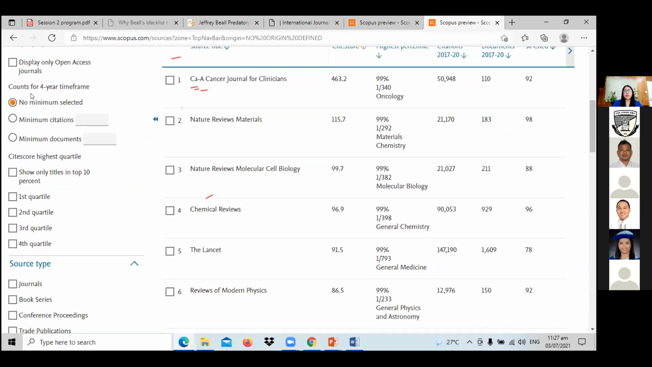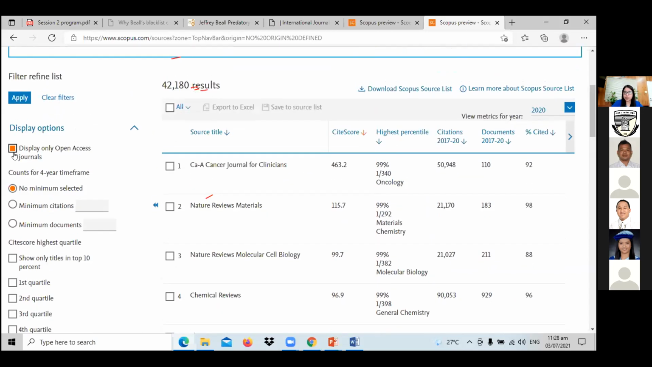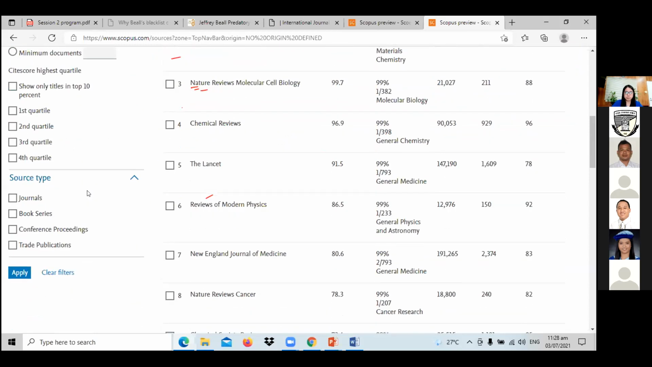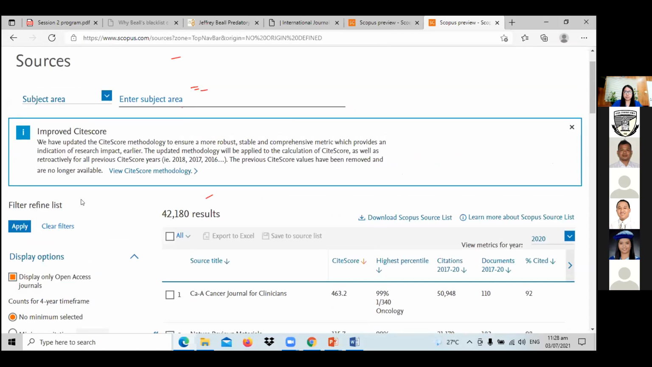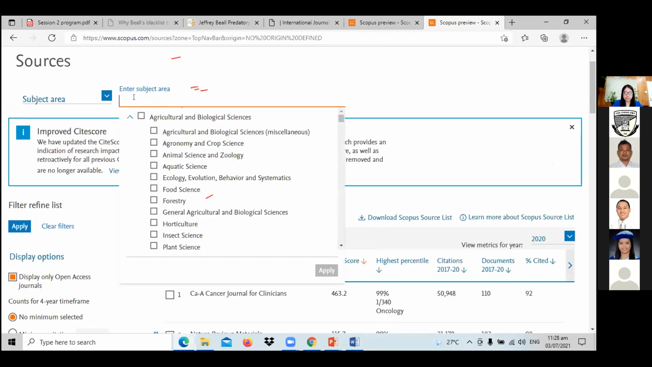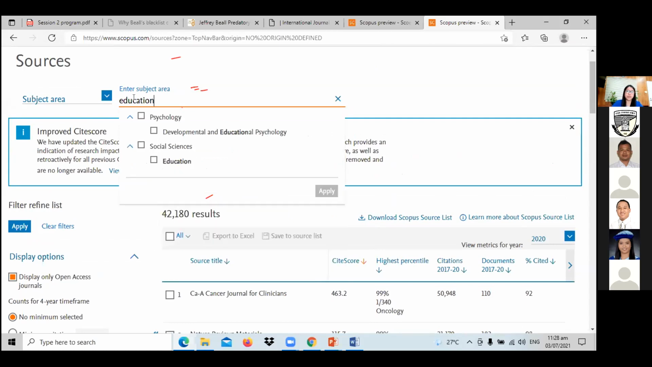If you want to limit it to open access, because of course you do not want to pay for a subscription to see the journals, you can check here, display only open access. They also have conference proceedings, trade publications, and book series, so you can limit it to journals. Let us place, for example, education, and apply.